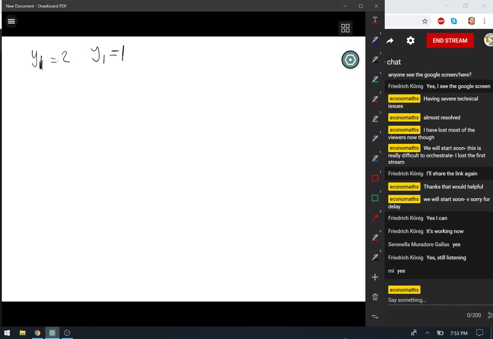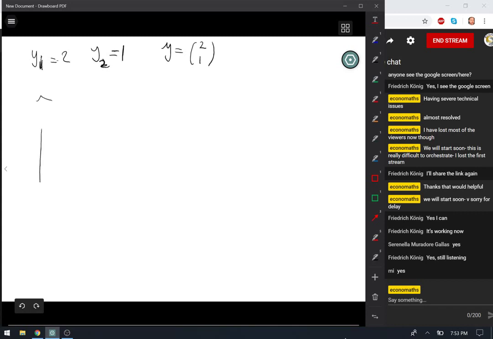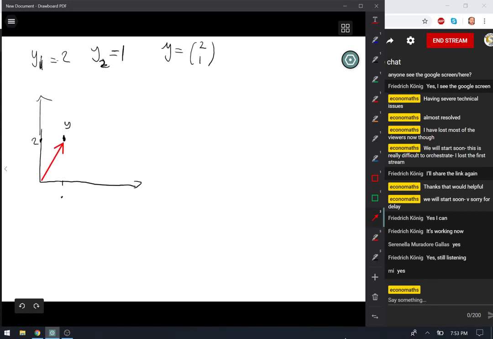Assume that you've got 2 sample points, and take any arbitrary values. Let's say that y1 is 2 and y2 is 1. Well, we can write this as a vector. Y, our sample, is a vector: 2 and 1. So you can draw it in a diagram. If this is 2 and this is 1, this would be our data point y, and we often draw an arrow so that it's defined from naught.